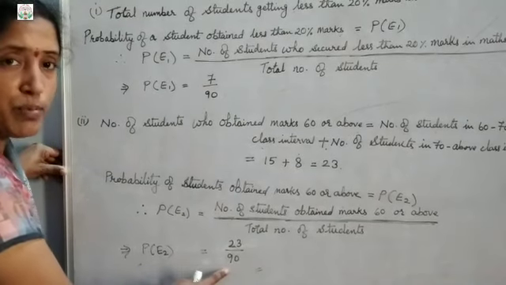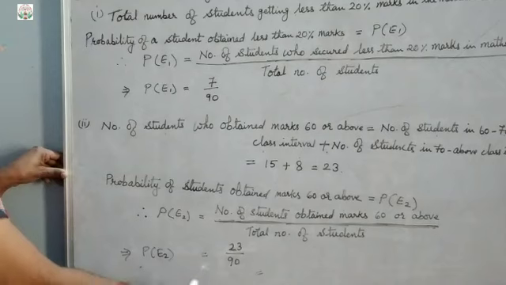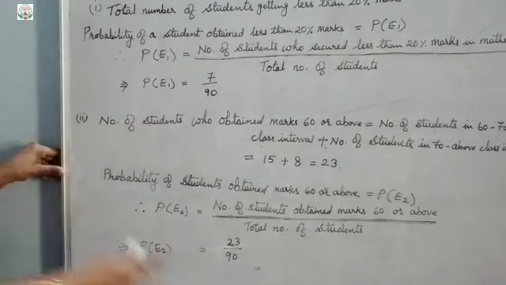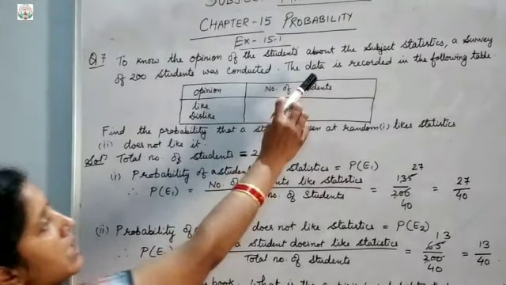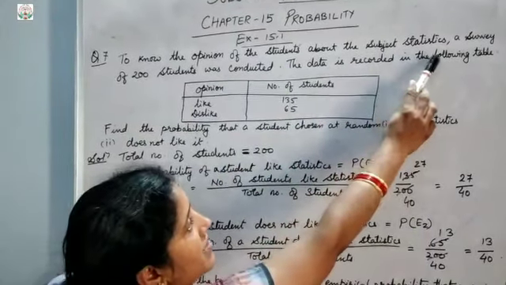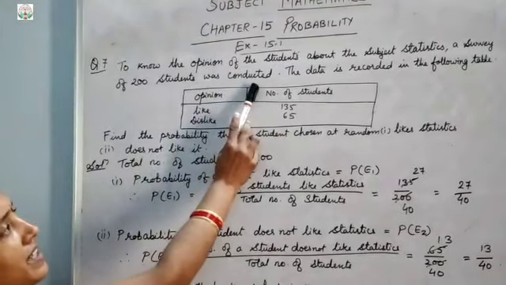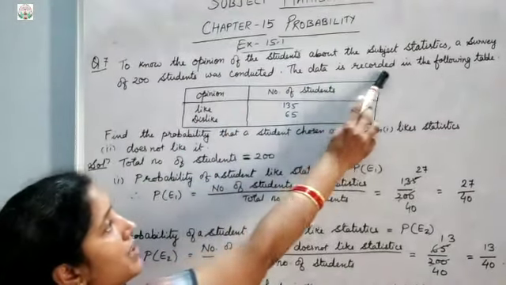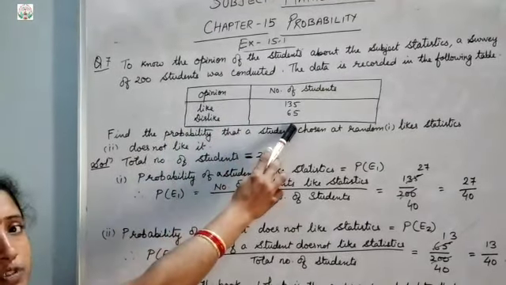So this will be the probability for the second question of question number 6. Okay. Question: To know the opinion of students about the subject statistics, a survey of 200 students was conducted. The data is recorded in the table: opinion of the students and number of students.